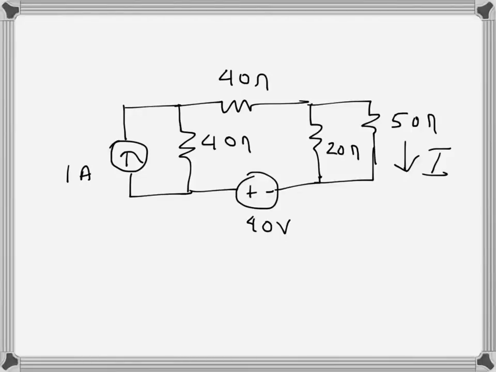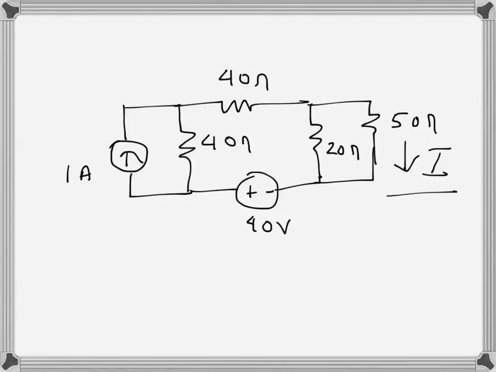I need to find the current I in this branch having 50 ohms resistance using the source transformation technique. I will assume in this video that the theory of source transformation technique and current divider rule is known to the viewer. I actually did this video long ago, but I am redoing it because of some audio issue, so I will start doing it.